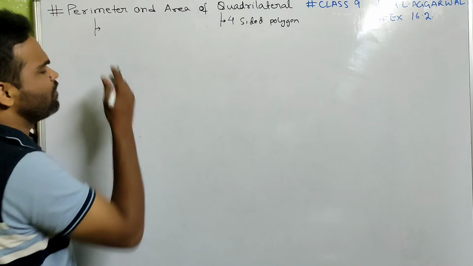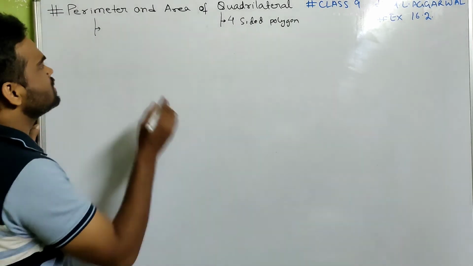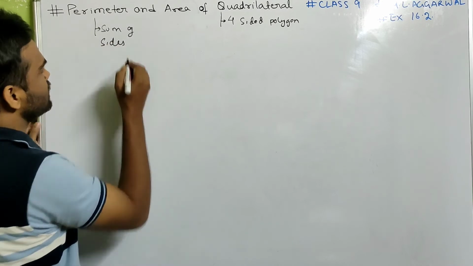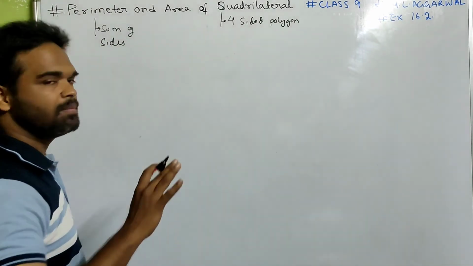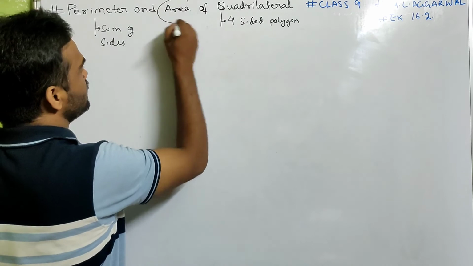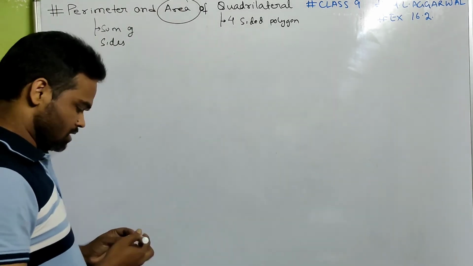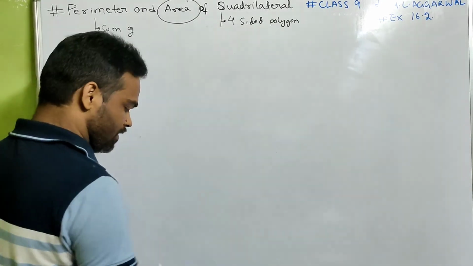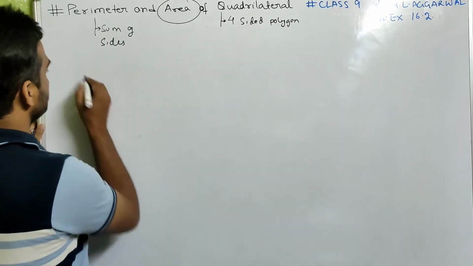What is perimeter? How do you find the perimeter of a quadrilateral? Just the sum of all sides. That will give you the perimeter. Now, area. There are different formulas for different types of quadrilateral. We'll see that. First of all, take a simple case.